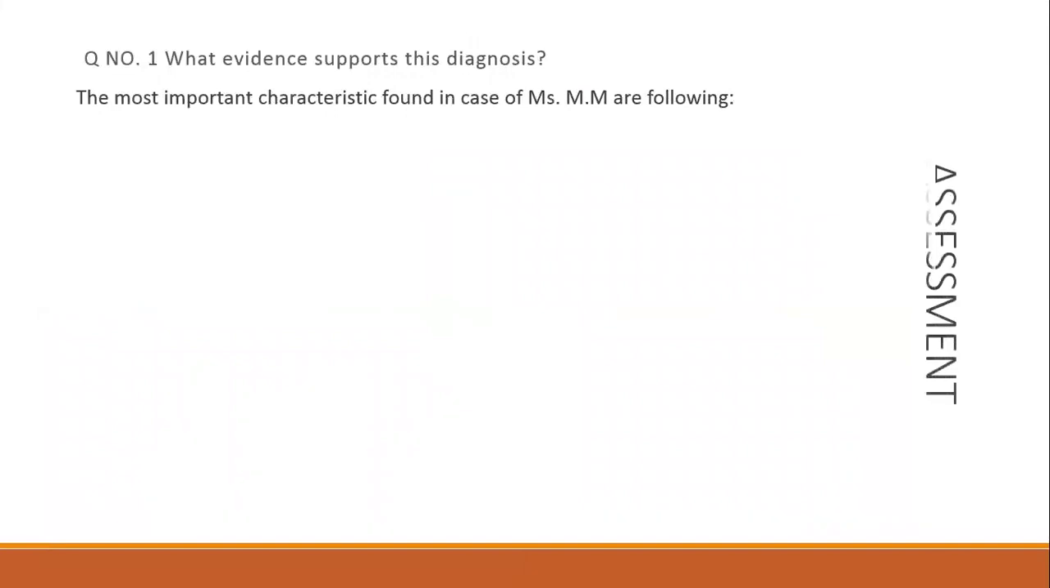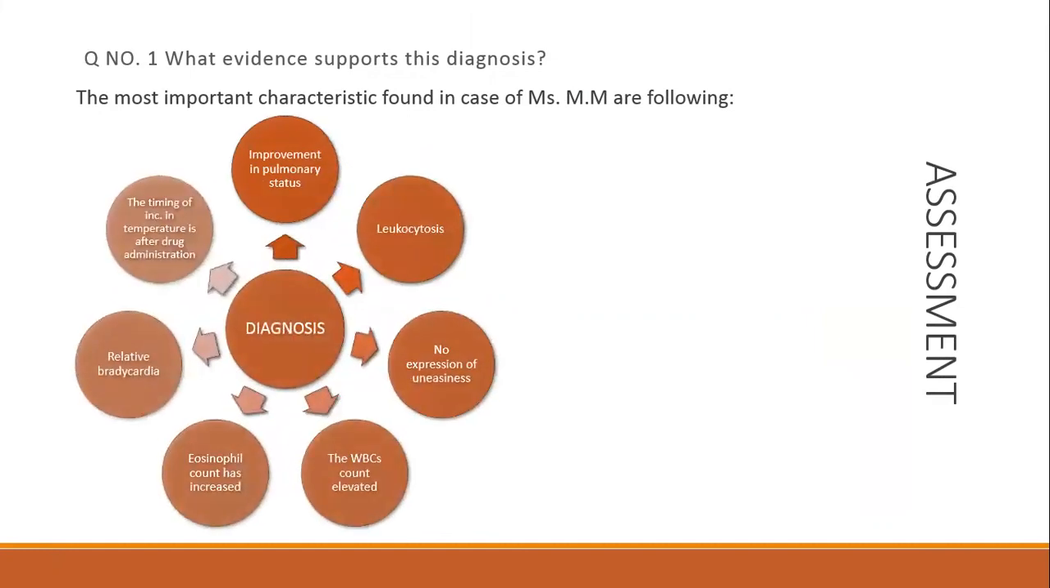Assessment of MM's case shows improvement in her pulmonary status even with high-grade fever. Also, there is leukocytosis. She doesn't show any uneasiness as would be expected in case of any untreated infection. The WBC count should decrease as her respiratory function is improving, but they are elevated. Particularly, her eosinophil count has increased, which is an important diagnostic factor found in hypersensitive reaction.